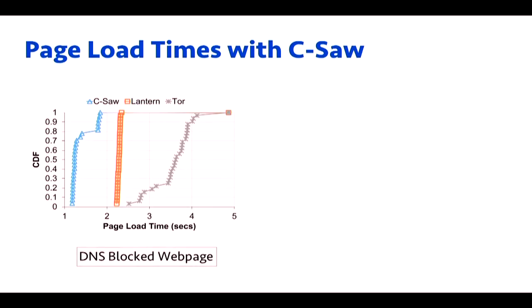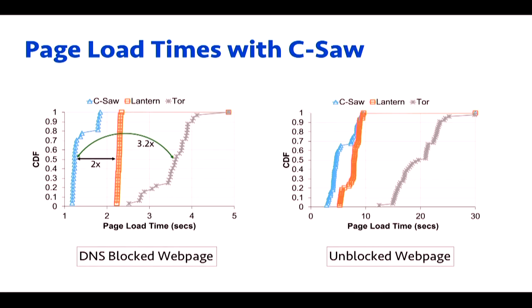And here is a plot of the page load times for a DNS blocked web page of CISO in comparison with Tor and Lantern. As you can see, CISO provides a 2x improvement over Lantern in the median, and the median improvement over Tor was 3.2x. And CISO provides similar improvements for unblocked pages because it measures the direct path by default using redundant requests.